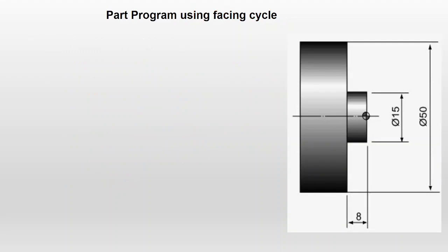Now let us see an example of a facing cycle program. Now I want to do facing machining on this given job. The outer diameter is 50. It is reduced from 50 mm to 15 mm with an 8 mm axial depth. That is, the Z-axis dimension is 8, and the X-axis is reducing from 50 to 15.